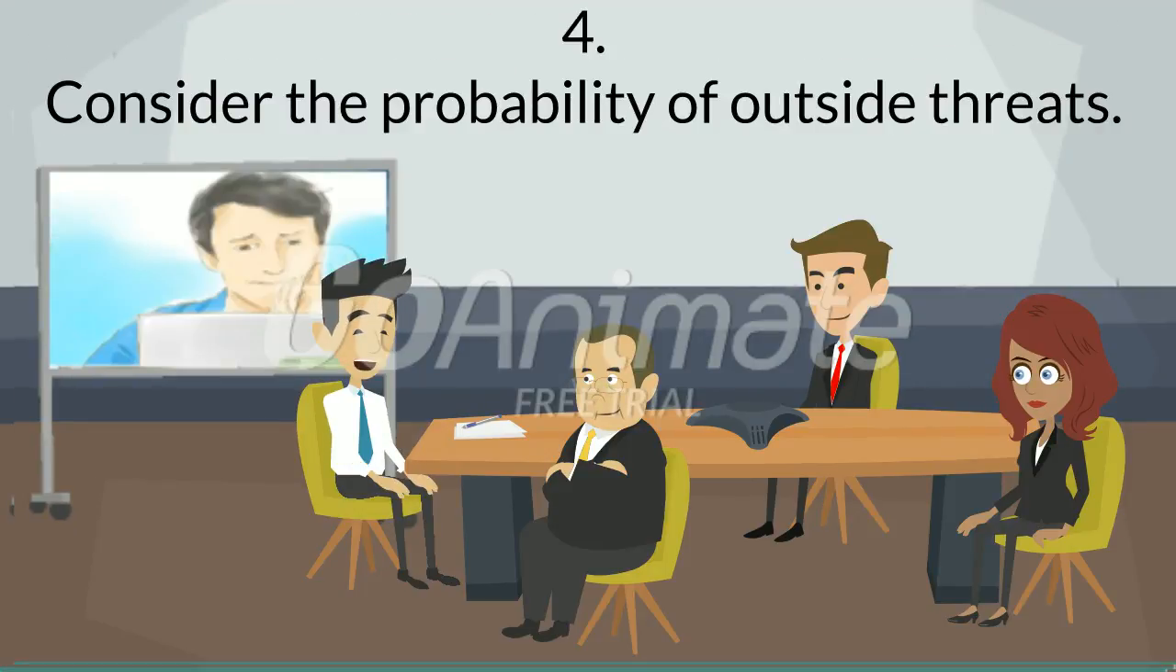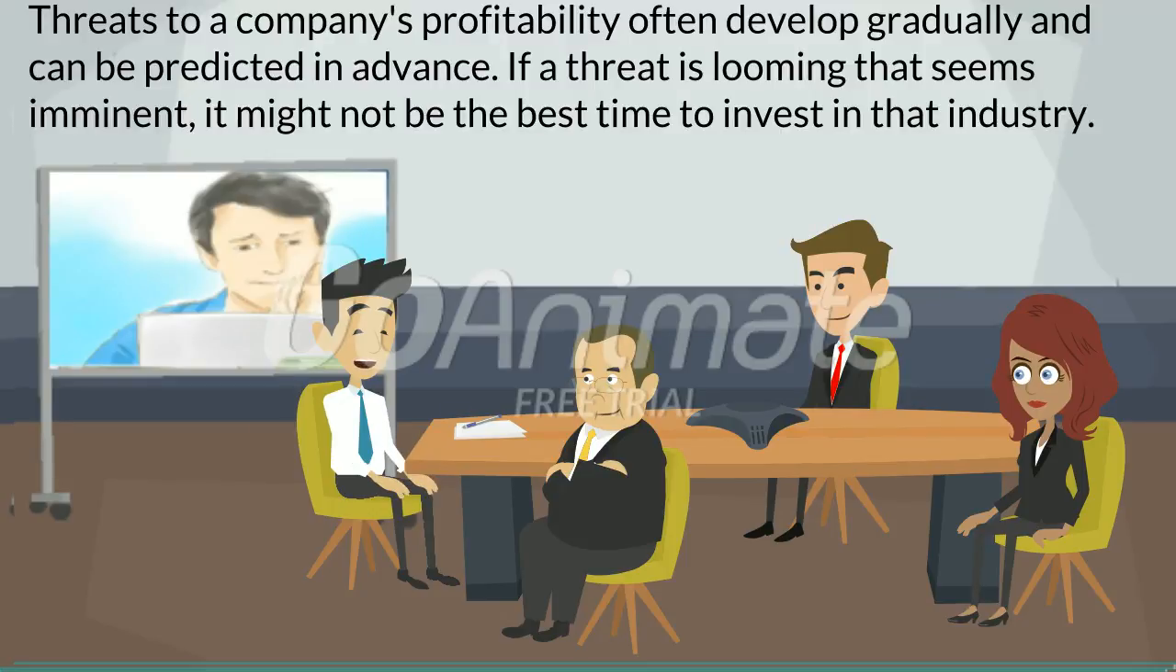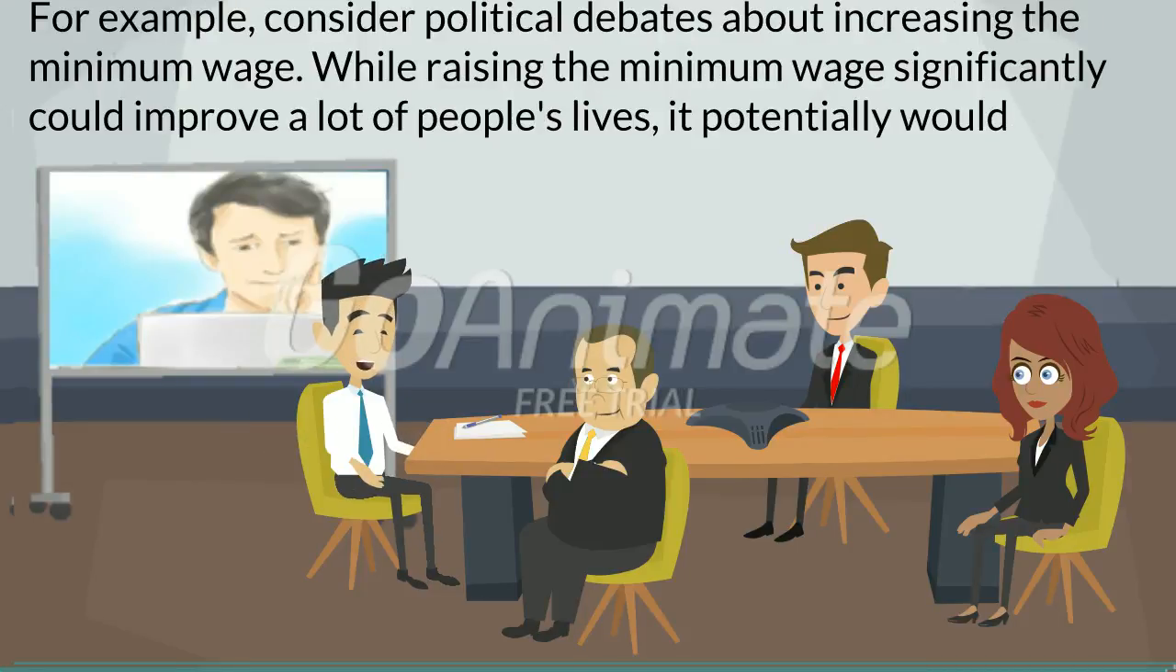4. Consider the probability of outside threats. Threats to a company's profitability often develop gradually and can be predicted in advance. If a threat is looming that seems imminent, it might not be the best time to invest in. For example, consider political debates about increasing the minimum wage.